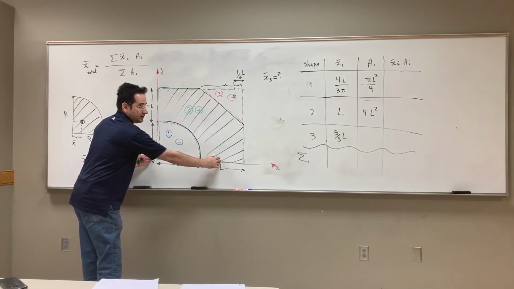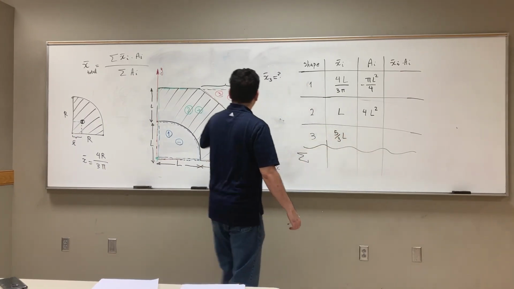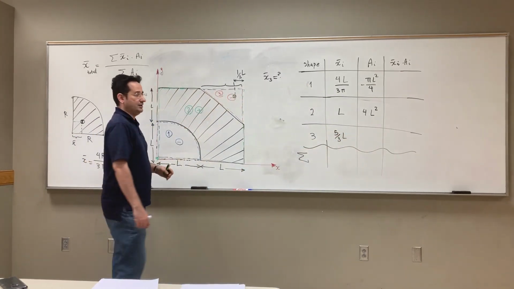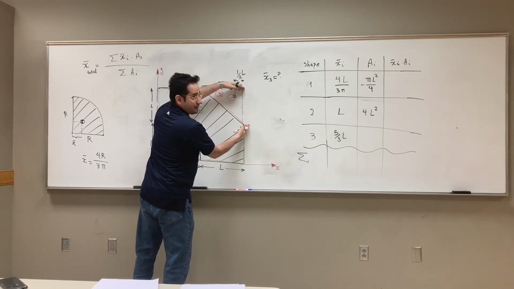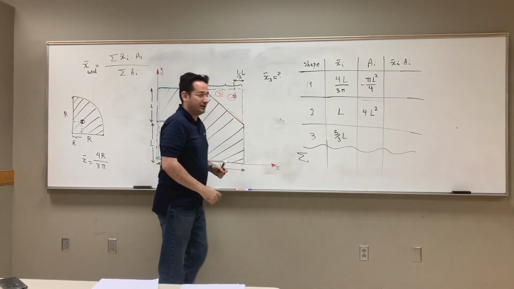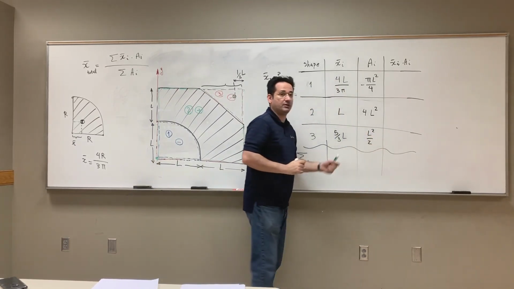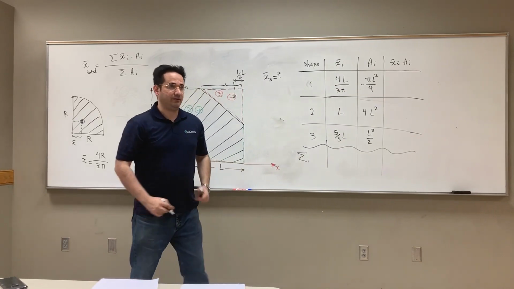Because it's here. Now you go to the area of shape 3. What's the area? This is L and this is L. So it's half of L by L, L squared divided by 2. Is that right? What am I missing? Negative. It's empty.